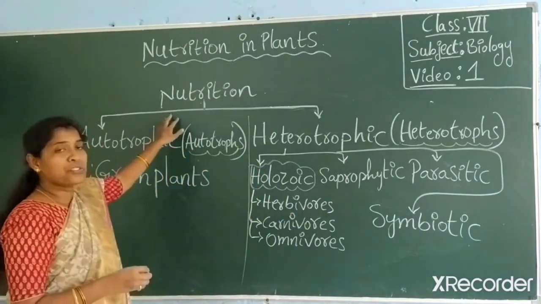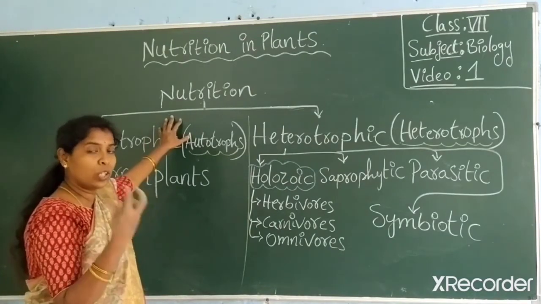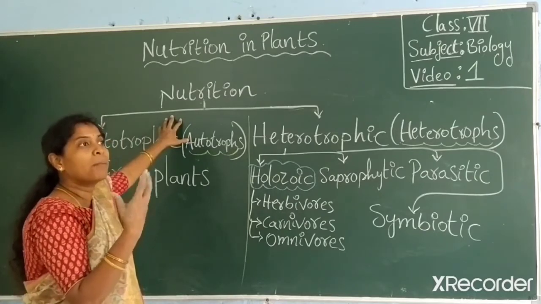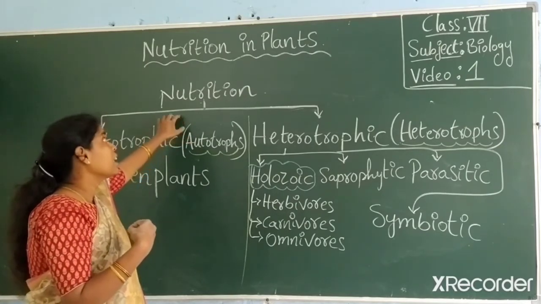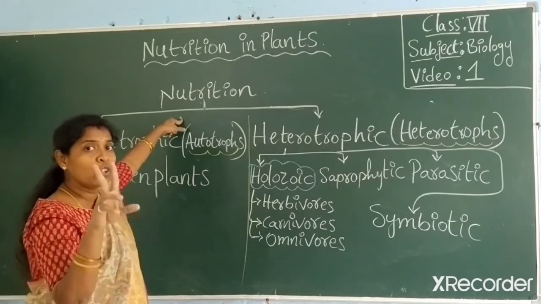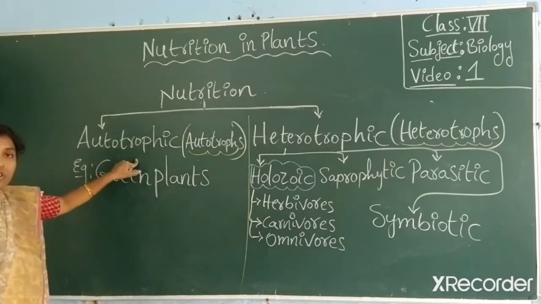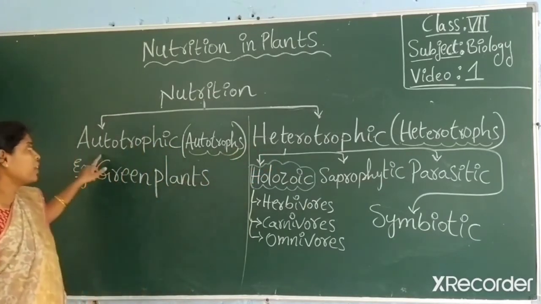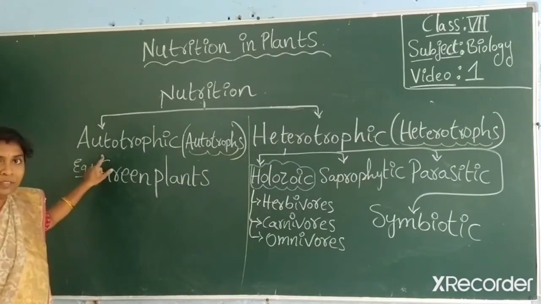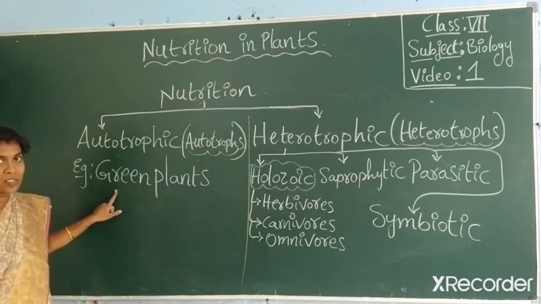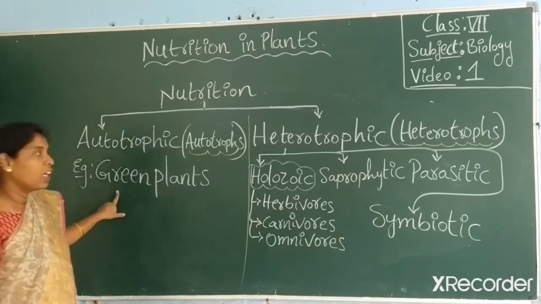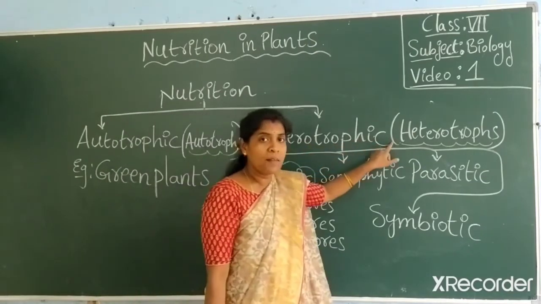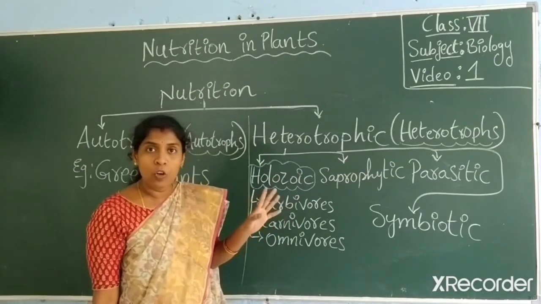And this nutrition, based on the capacity of taking food and the method of taking food, is again classified into two types. Number one, autotrophic nutrition, and number two, heterotrophic nutrition. In autotrophic nutrition, they can make their own food. Example, green plants. And the next one, heterotrophic nutrition. In them, we find heterotrophs which can't make their own food.